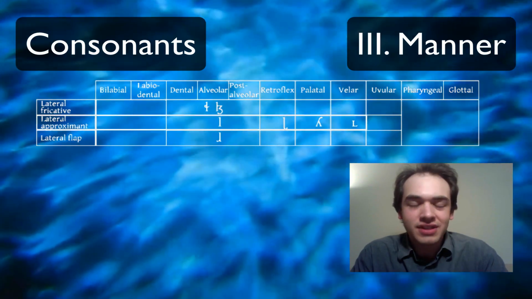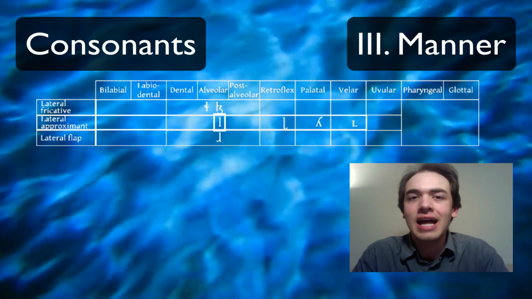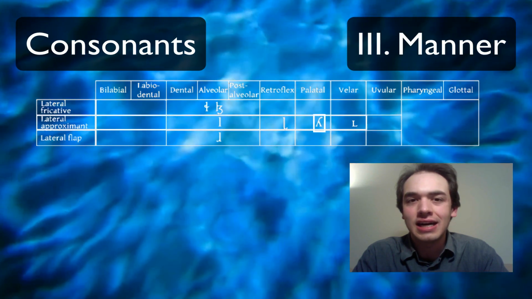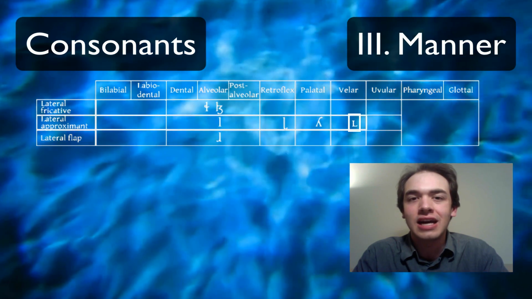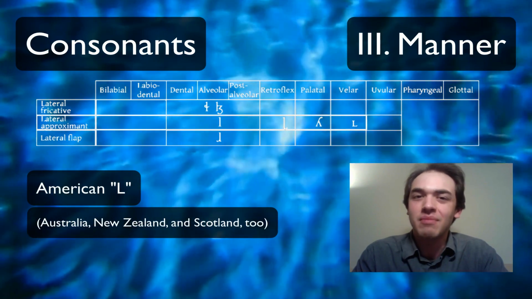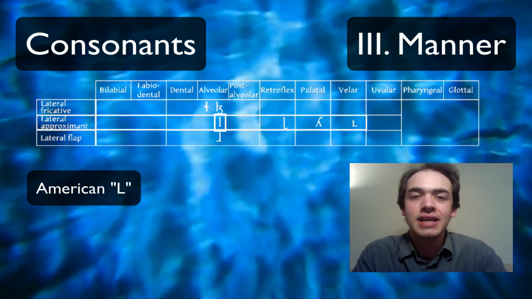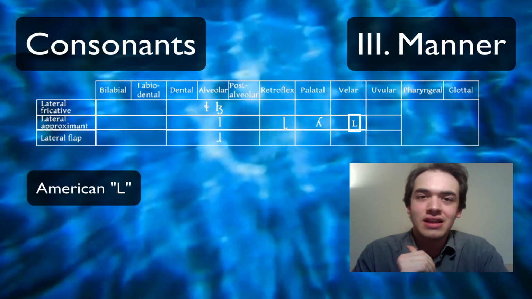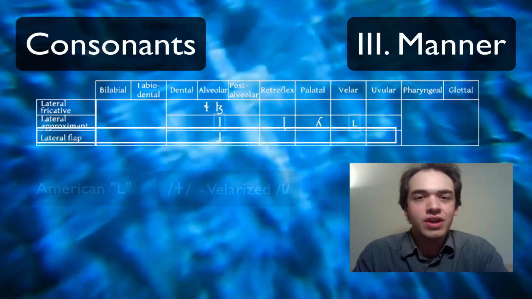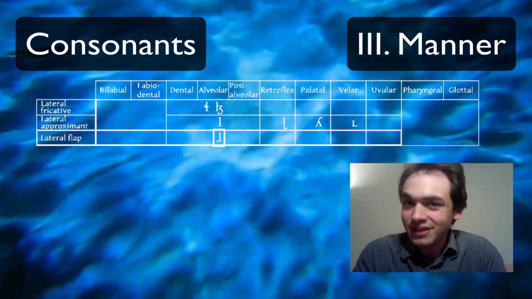There are 4 lateral approximants, which are more common. The English or the American standard L is actually a combination of 2 of these. You get the tongue raised in the front like the alveolar L, and you get the tongue raised in the back, like the velar L, and so you get them both together. There's 1 lateral flap, and that's it for the IPA.